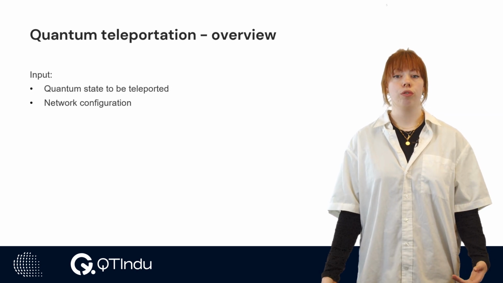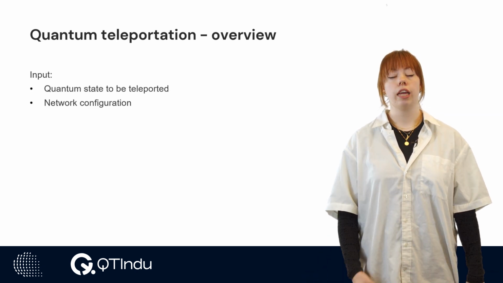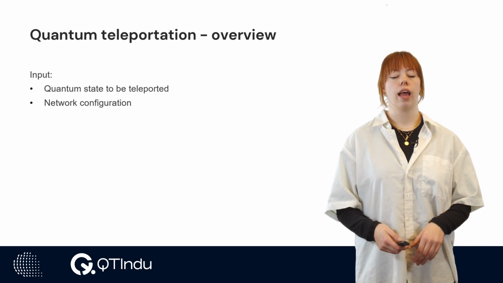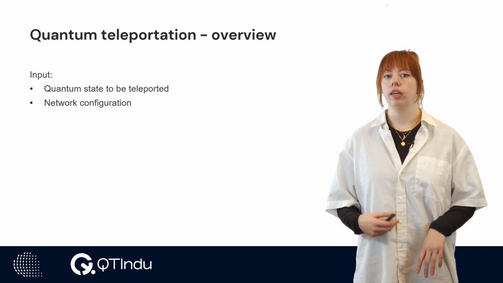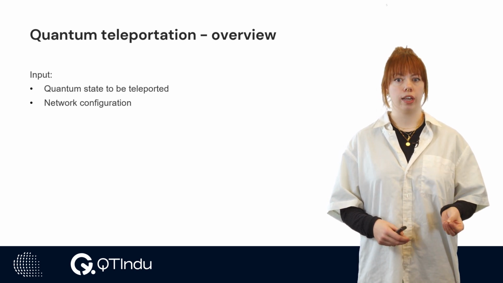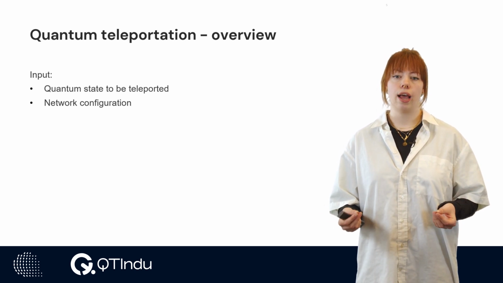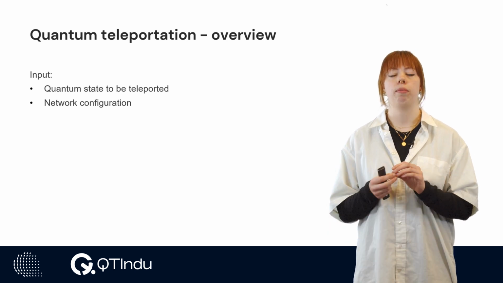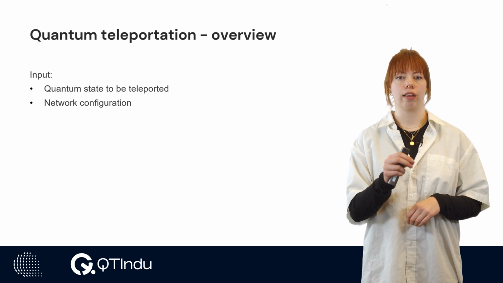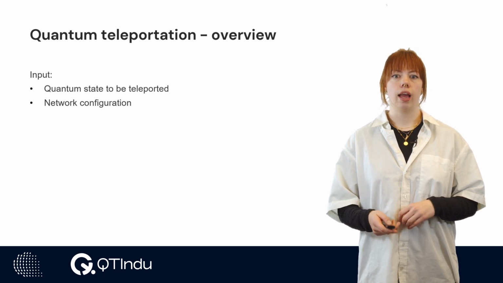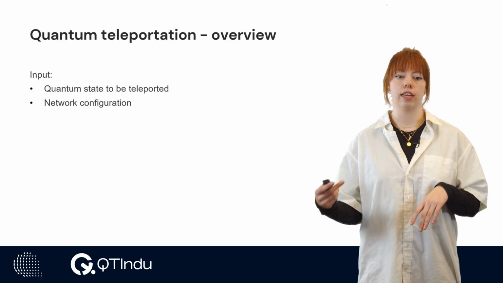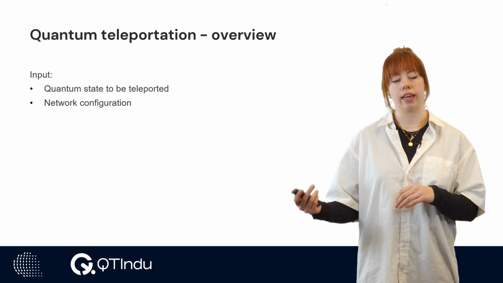So as an overview in QNE, the input for this application would be the quantum state that you want to teleport, as well as the network configuration. In the network configuration, you can specify where you want the location of the sender and receiver to be, as well as the quality of their nodes and maybe the nodes between them, if there is any, as well as the quality of the links between them. And this will determine in the end the quality of the state that the receiver gets.